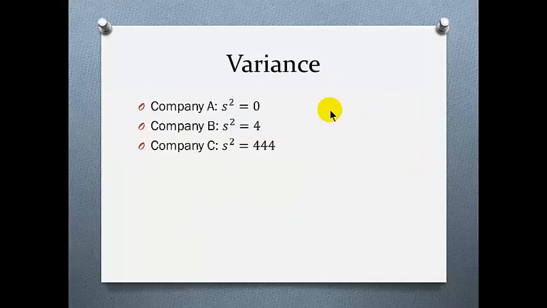Comparing all 3, the variance of company A, 0. The variance of company B, 4. And the variance of company C, as we would expect, much larger, 444.